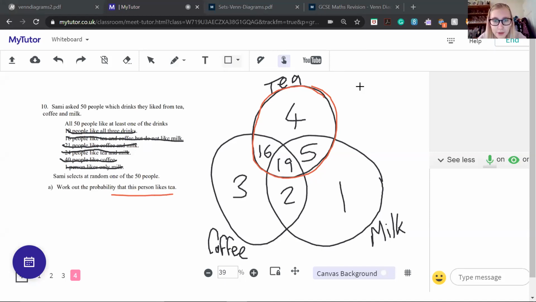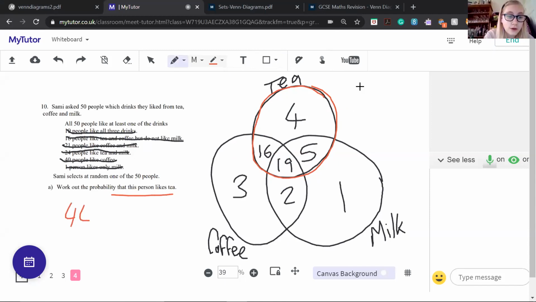So how many people are in here? Well, you just add up all of these numbers. It doesn't matter now whether they like milk as well or whether they like coffee as well. We don't care about that. We're only thinking about the tea circle. So let's add up all of the numbers that are in here, and that's going to give us 44. So it's 44 women. I'm just calling them middle-aged women because I think it makes it easier to imagine them standing there. 44 of these women out of the 50 that are standing there total like tea.